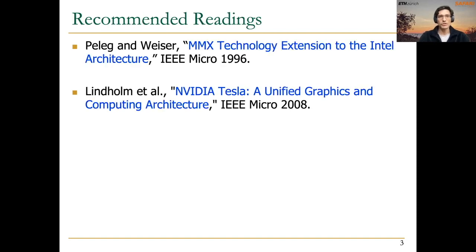A couple of recommended readings that are important for this lecture. The first one is about the MMX technology. This paper published in IEEE Micro 1996 is a very seminal work in the sense of incorporating SIMD extensions to regular x86 CPUs, and we are actually going to use this paper today to give you an example about MMX. And then also, let's say, a summary paper that explains the NVIDIA Tesla architecture, which was the first compute-capable architecture of NVIDIA.